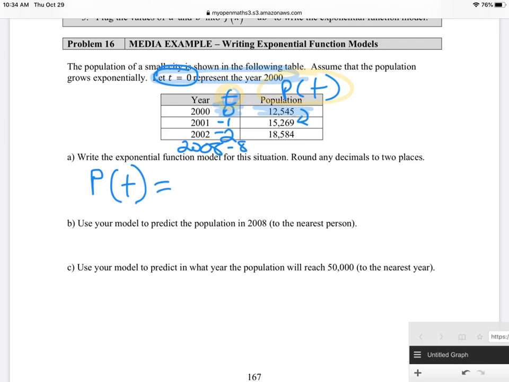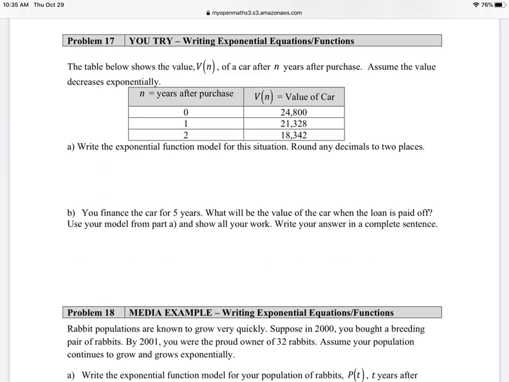Okay, so let's look at another one. This one asks you to try the same thing. So if you feel like you want to try it yourself, you can pause this video. If you think you need to watch me work another one with you, then you just keep watching. But you can do whichever way you feel comfortable with.